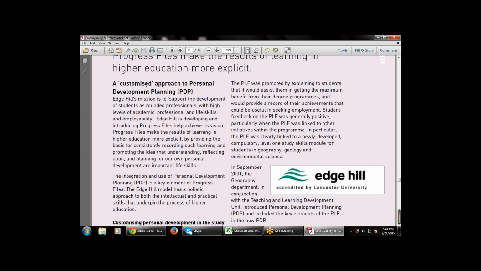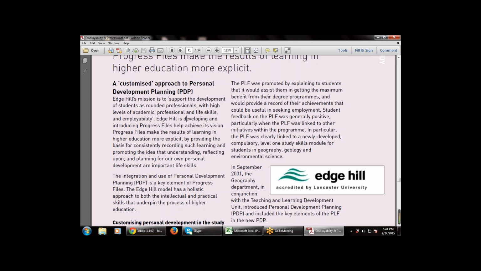Then this is Edge Hill, which has a customized approach to PDP, personal development planning. The main aim is to support the development of students as rounded professionals, with a high level of academic, professional, and life skills and employability. Agile is developing and introducing progress files that help achieve its own vision, making the results of learning in higher education more explicit by providing the basis for consistently recording learning and promoting the idea of understanding, reflecting, and planning for personal development as well as life skills.